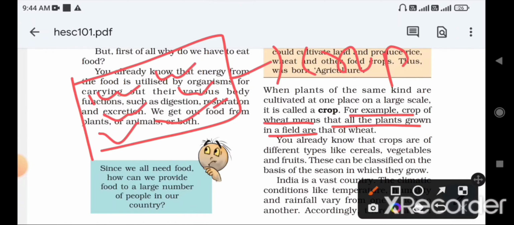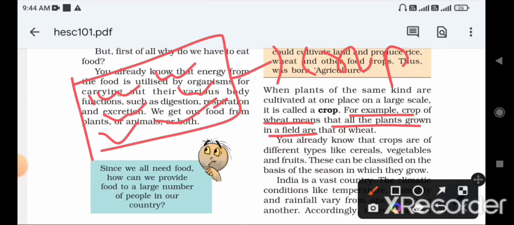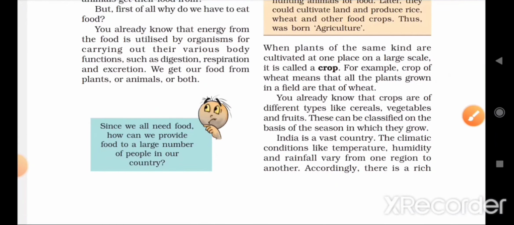We already know that there are different types of crops. They will ask in your exam: write the different types of crops. We can say the different types of crops are cereals, vegetables, and fruits. These can be classified on the basis of the season in which they grow. Seasons means monsoon, summer, winter. These are called the seasons.